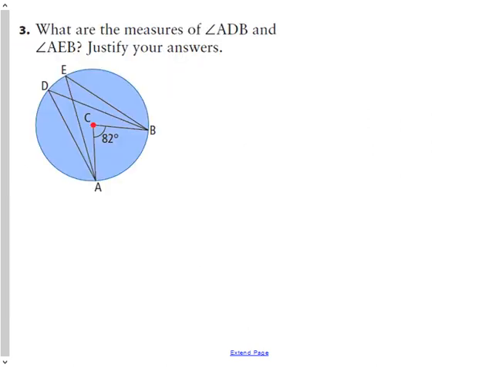Question 3 says, what are the measures of angle ADB? So again, start with your A, go to your D, and then your B. And what is the measure of AEB? Well, A and B are connected to the middle, which makes this 82-degree angle the central angle. And when A and B are connected to any point outside of the arc, this is your arc here, they will be inscribed angles, which means that both angles are going to be 41 degrees, which is half of the central angle.